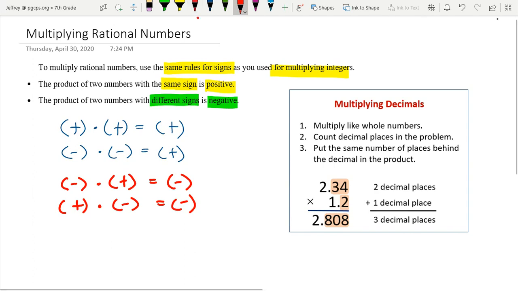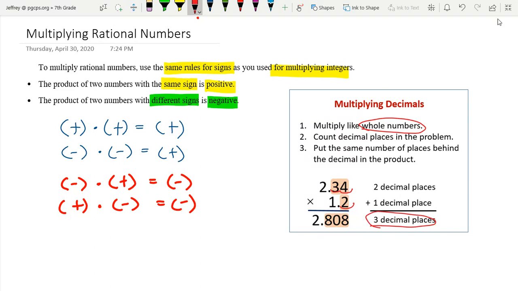Also, one thing to remember is when we're multiplying decimals. When you're multiplying decimals, we multiply like it's whole numbers, all right? Then count the decimal places in the problem. So for here, we have 2 decimal places for our first number and another decimal place for our second number. Then when you add them up, we have a total of 3 decimal places.